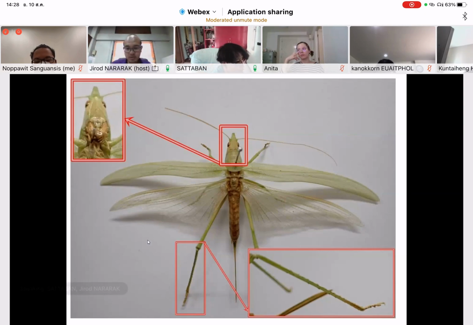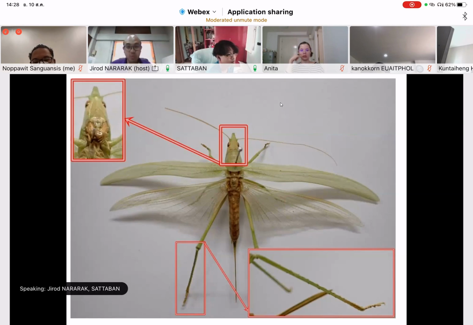What is this insect, Ajarn? Grasshopper. Grasshopper, okay. Orthoptera, right? Yes. I never saw this kind of insect before. What is the specific name of this kind of insect? You mean the species, okay.